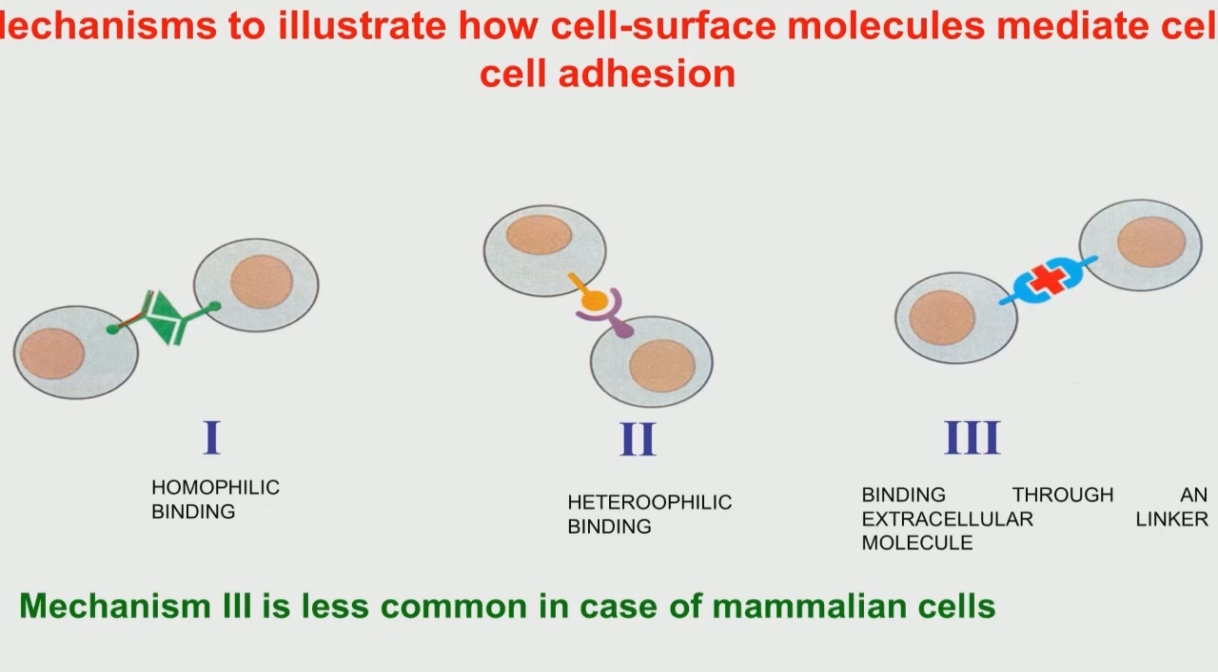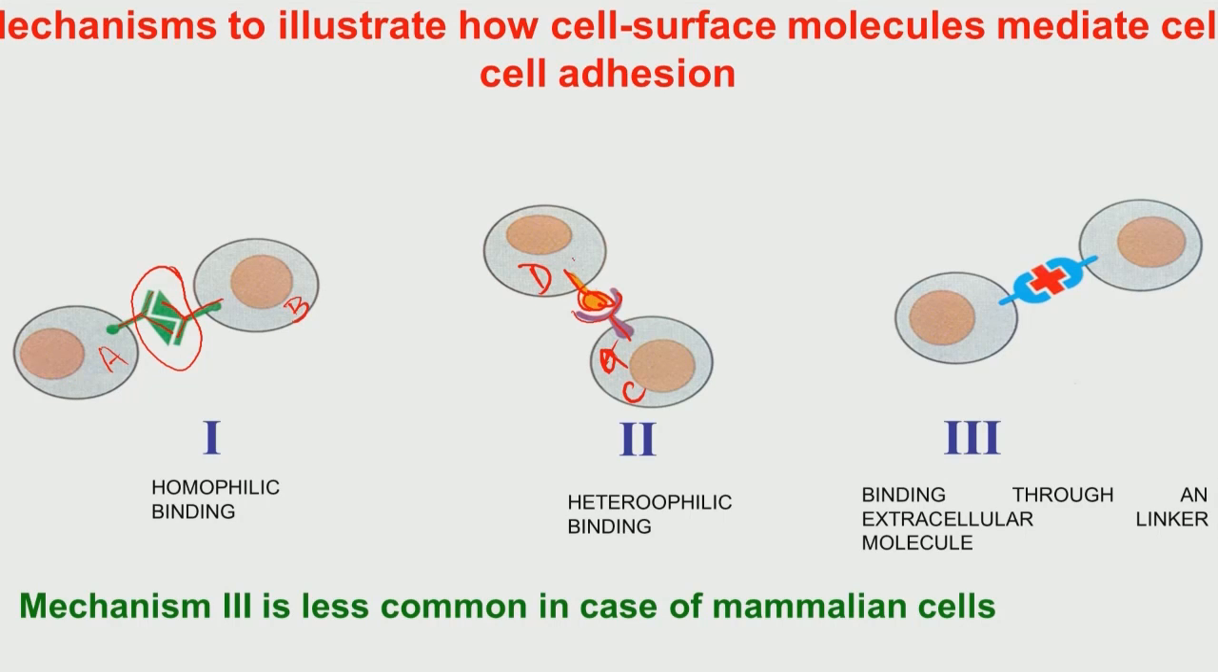Homophilic binding means that these are the cell surface receptors from cell A and cell B, which are of the same cell type, and this is a similar kind of cell surface receptor, so they bind very easily with each other. Now, heterophilic binding means that two different types of cell surface receptors are coming from two different cells, let us say A, C and D, and this is called heterophilic binding.